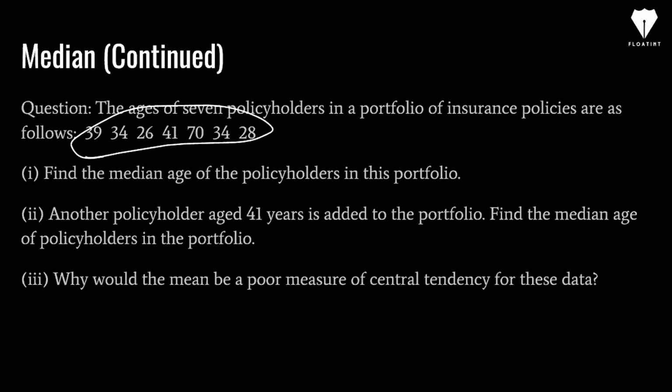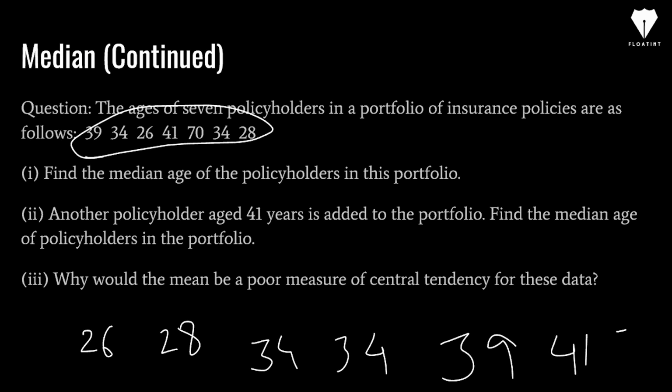So this will be 26, 28, 34, 34, and then you have 39, 41, and then 70. So you have 7 numbers. The median is the number that lies in the middle of your data set when you arrange it in ascending order. That is, in this case, it's 34.